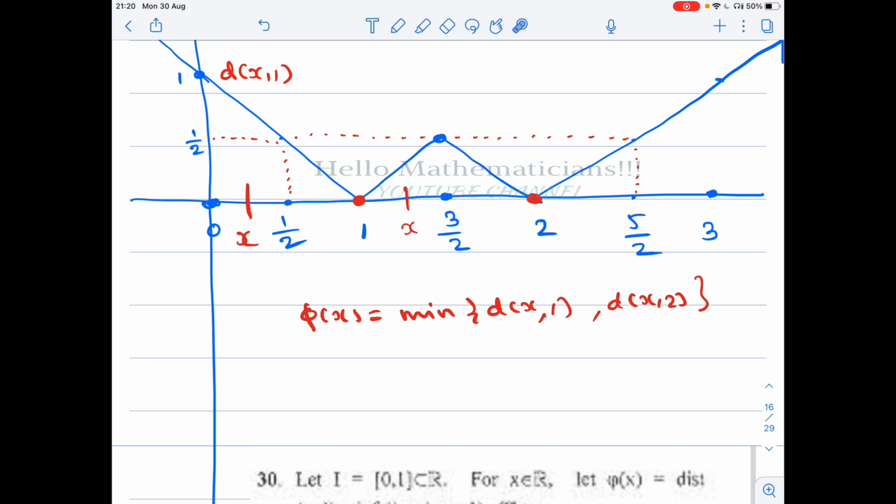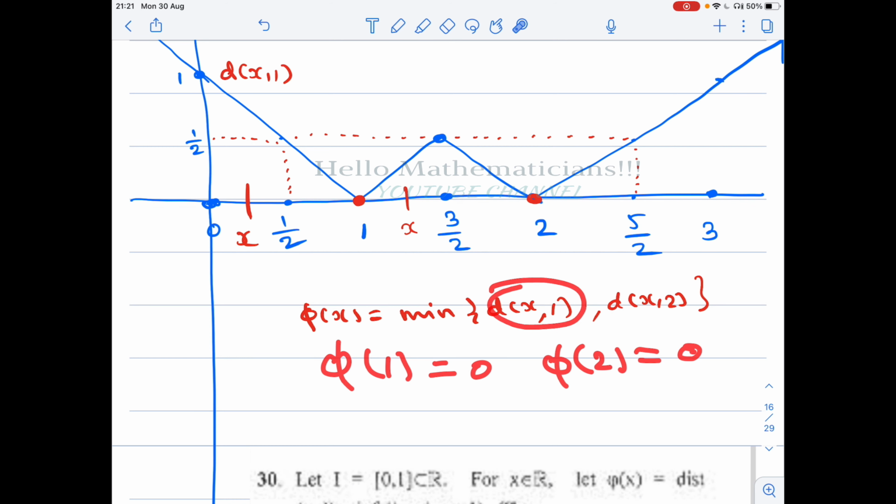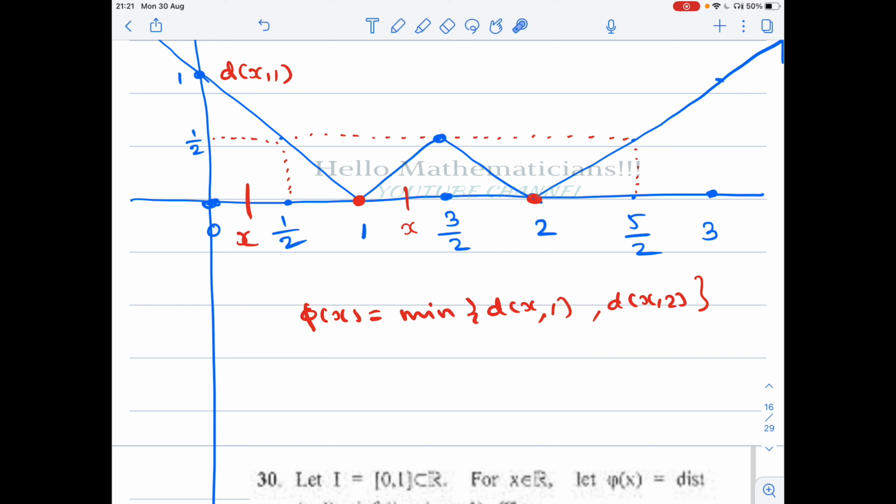So the graph of the function, we know to the left of 1 how it looks, and to the right of 2 how it looks. So we have to understand the graph of the function in the open interval 1 comma 2. At the points 1 and 2, the function phi of 1 equals 0 and phi of 2 equals 0, because one of these distances will be 0, therefore the minimum will be 0.